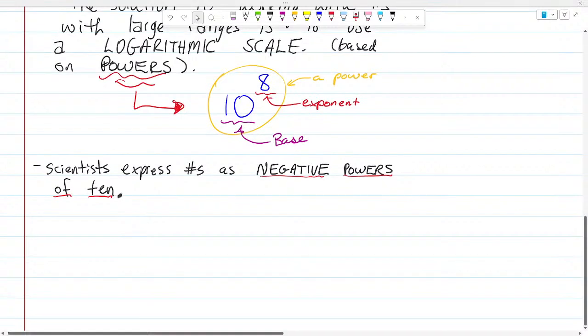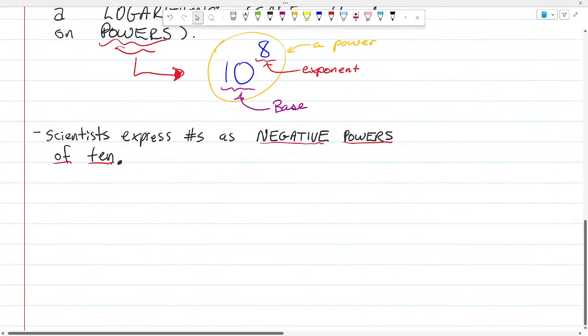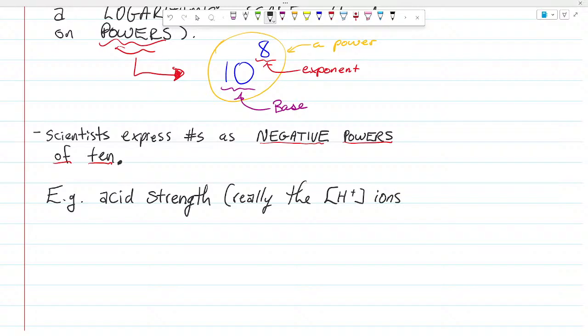The most common place we use this is a place I guarantee you've already seen, so you probably didn't necessarily know what you were looking at, which is for acids. So the biggest example of this is acid strength, which is really the concentration of H plus ions released by the acid.